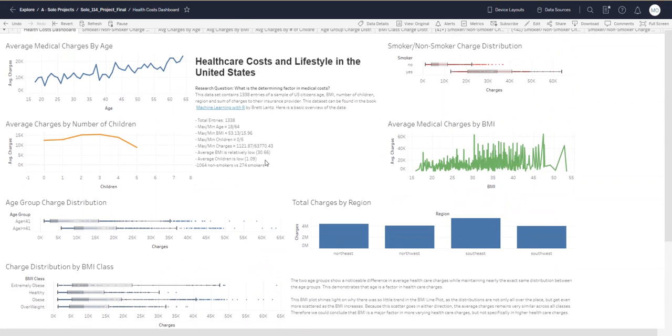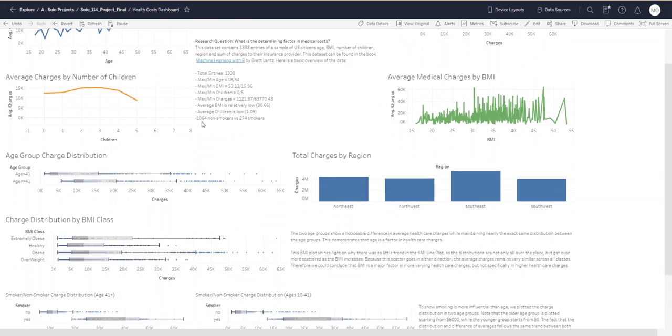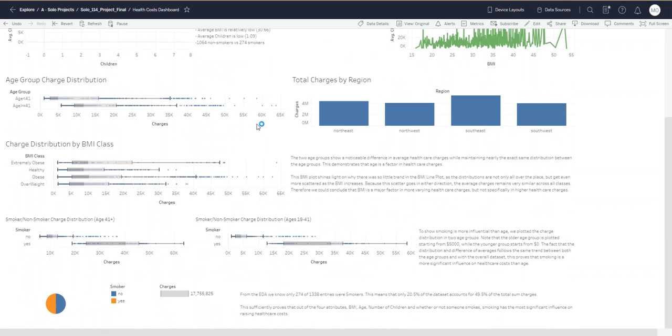In the EDA, we found out that there were 1,064 non-smokers, while there were only 274 smokers. And so what that means is that only 274 of the 1,338 entries account for nearly half of the charges. More specifically, 20.5%, which is how much the smokers are, makes up 49.5% of the total sum of charges.